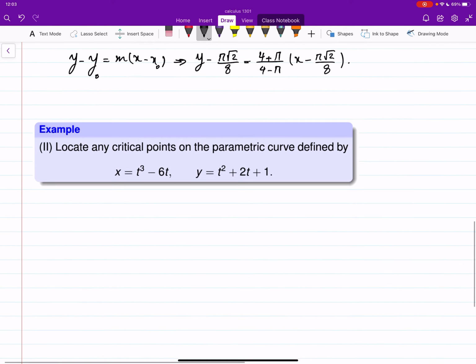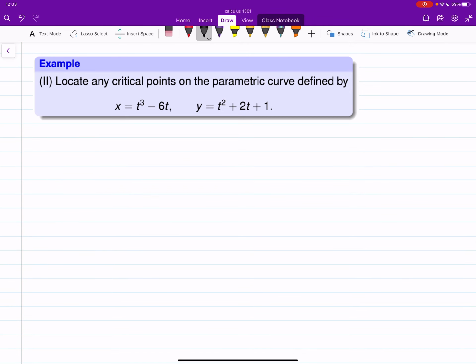Let's do another example. Locate any critical points on the parametric curve defined by this. Well, recall the critical points are where dy/dx is either not defined or it is equal to 0. So we have to first find what is dy/dx.